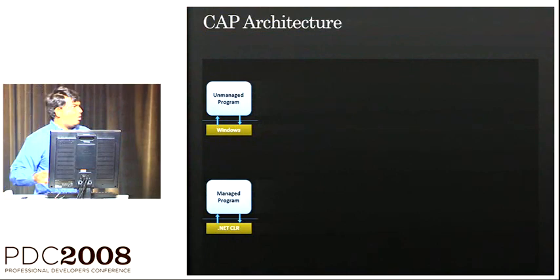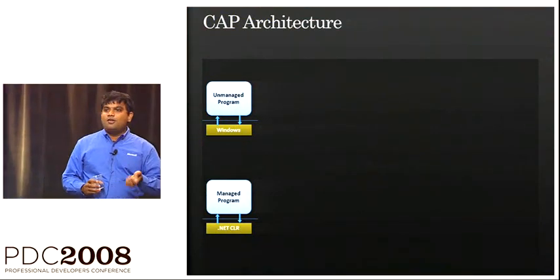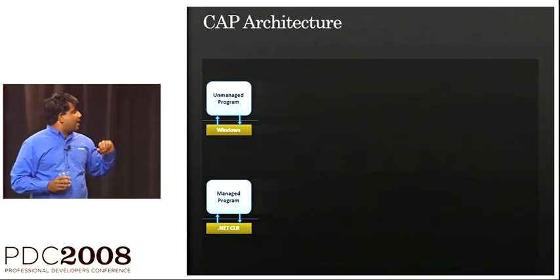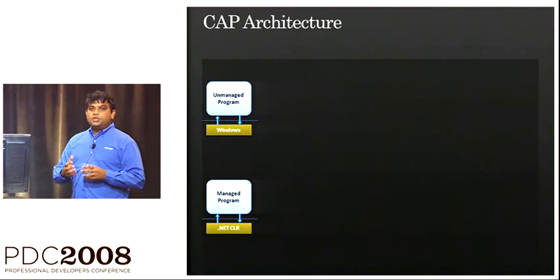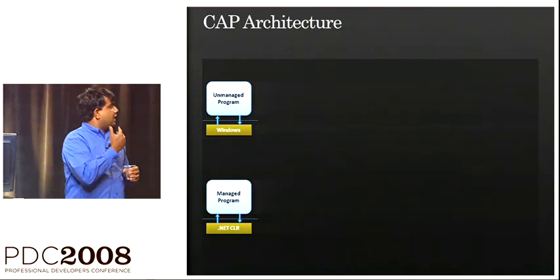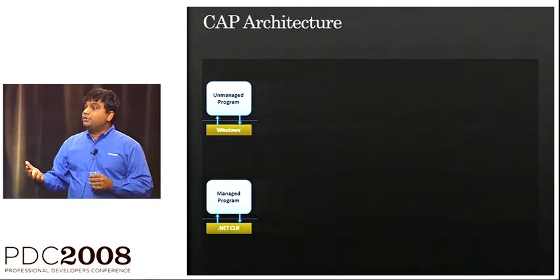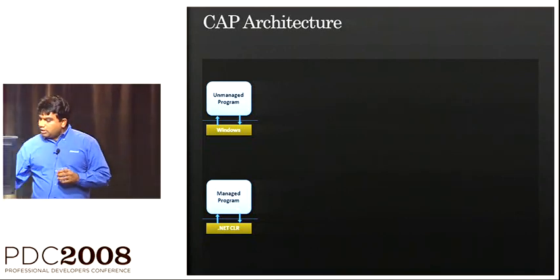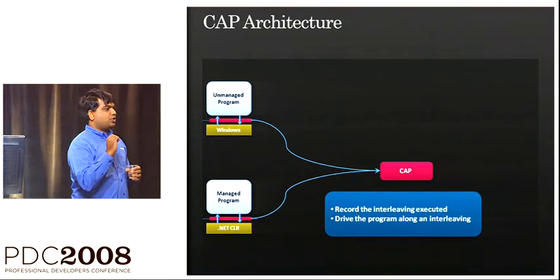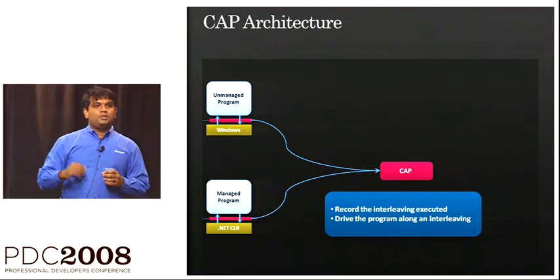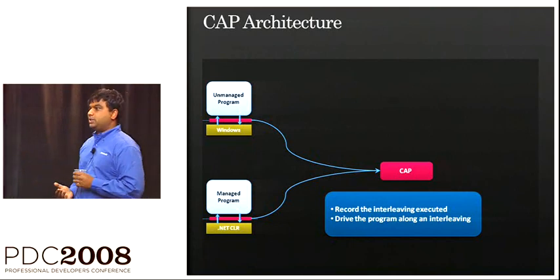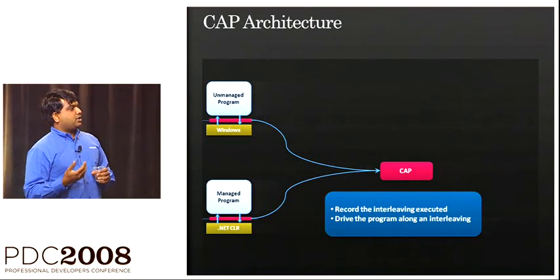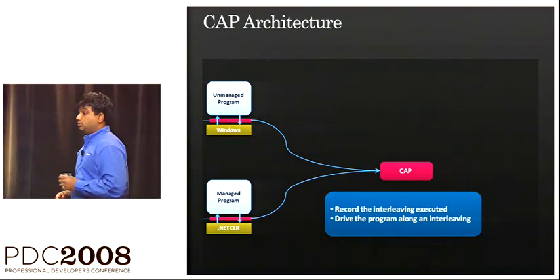Okay, so now let me explain a little bit about how CAP works. You have either an unmanaged or a managed program. It's using the underlying operating system or the CLR for its concurrency, right? It's making API calls to create threads and to do synchronization. What CAP does is provide hooks, like a thin sliver of code between the program and the underlying operating system, so that it gets control whenever the program makes a synchronization operation or a threading operation.